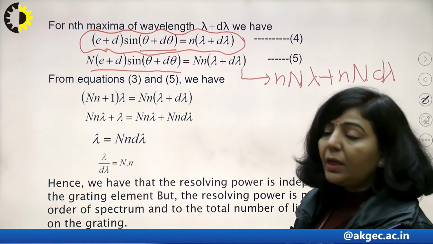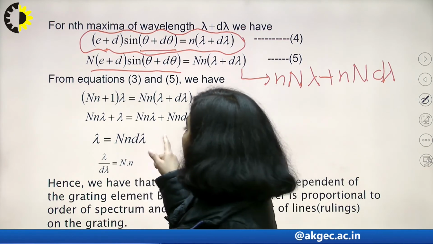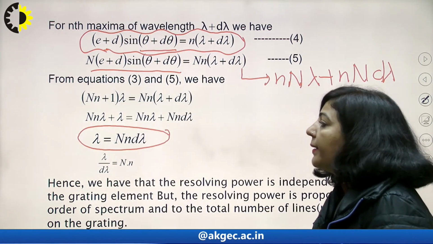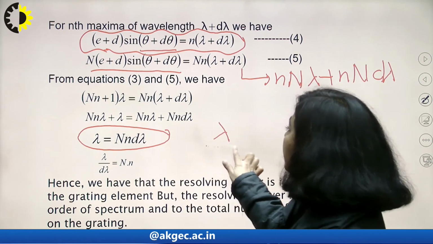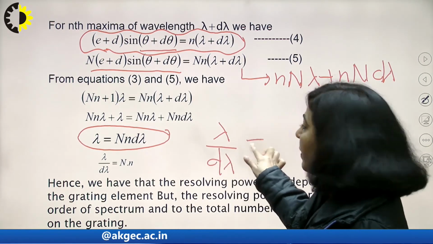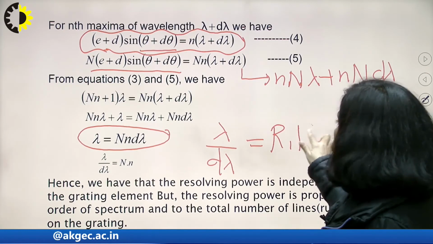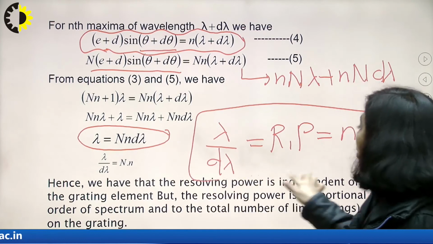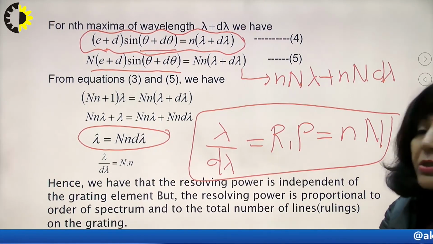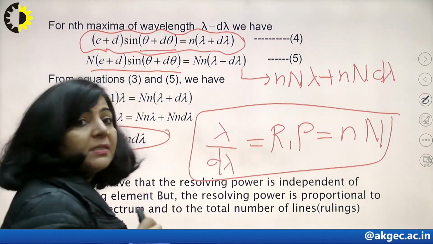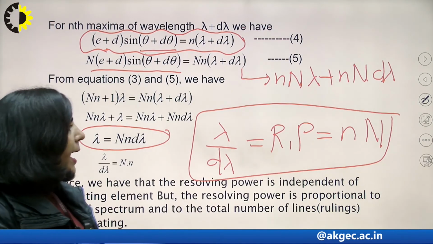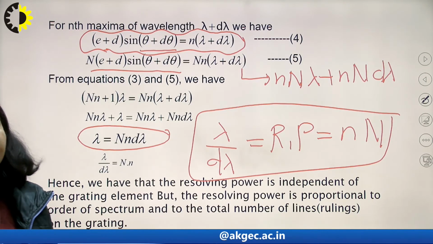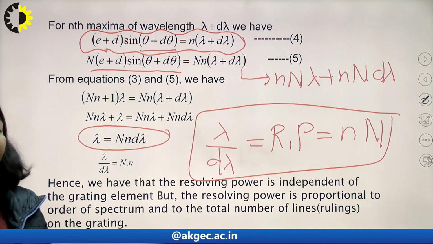So from 3 and 5, what is the conclusion here? You get lambda equals nN d lambda. So this ratio of lambda and d lambda, which is actually the resolving power of the grating, is equal to nN. So what are small n and capital N here? This small n represents the order of maxima, and the capital N represents the number of lines over the plane transmission grating, or over that diffraction grating.